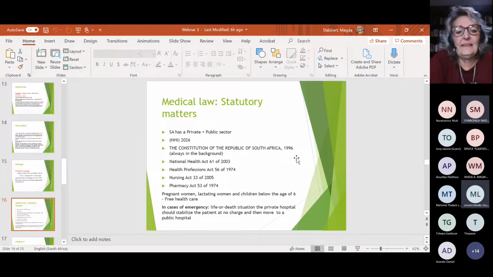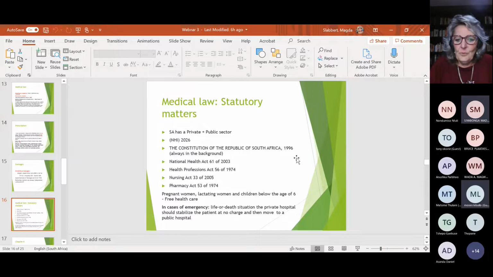The Health Professions Act is necessary to understand for the registration of health practitioners. Everyone that falls under the HPCSA also falls under the Health Professions Act and must be registered there in order to practice. But remember that nurses have their own council. They do not fall under the HPCSA. They fall under the Nursing Council and they've got their own act, and the same with the pharmacists.